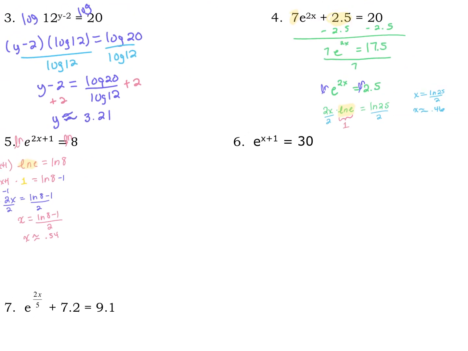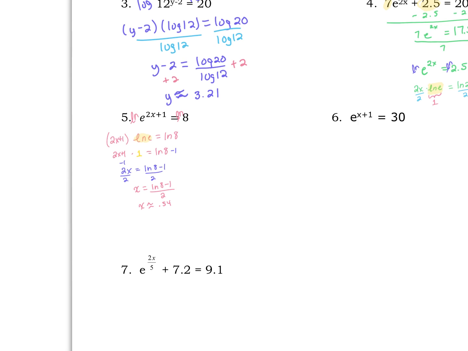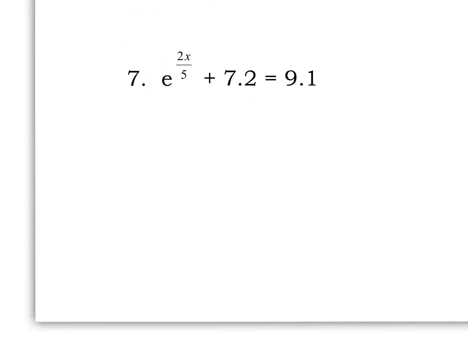I'm going to skip this one because it's pretty much this. It's very similar to number 5. So let's just look at this last one. This is not that much different either. It's just that we've got an exponent that's a little bit different. So I want you to notice that.